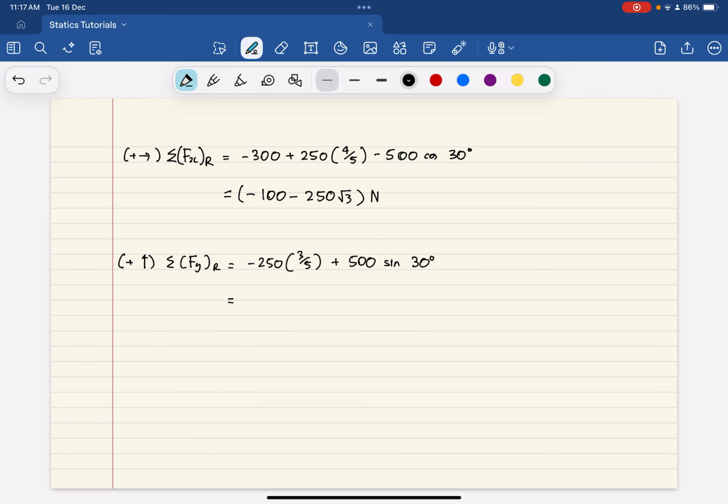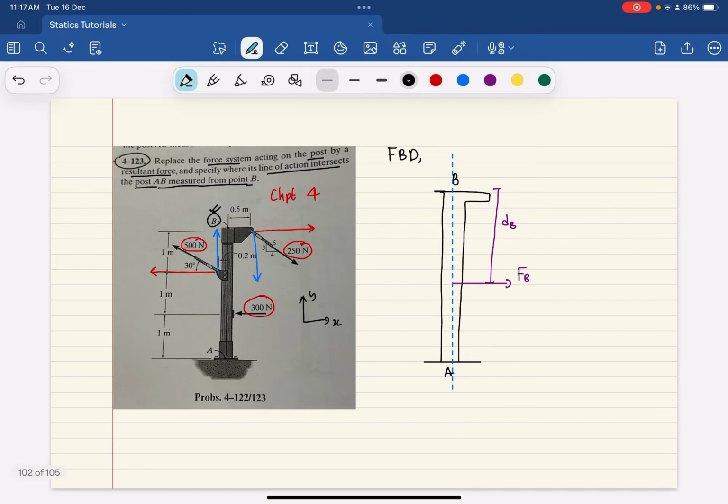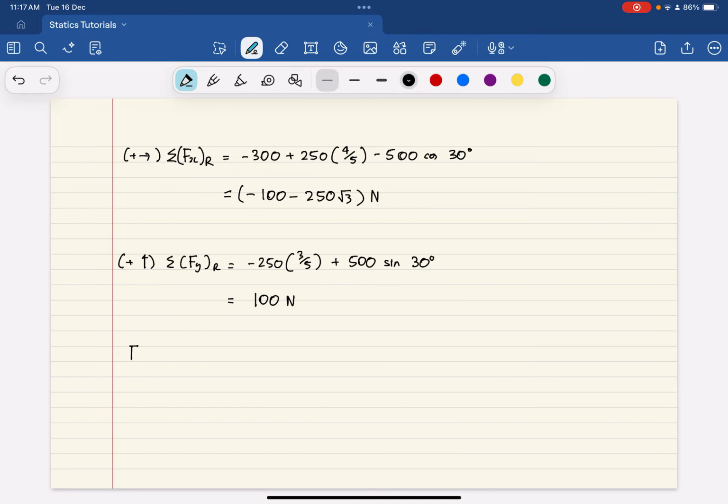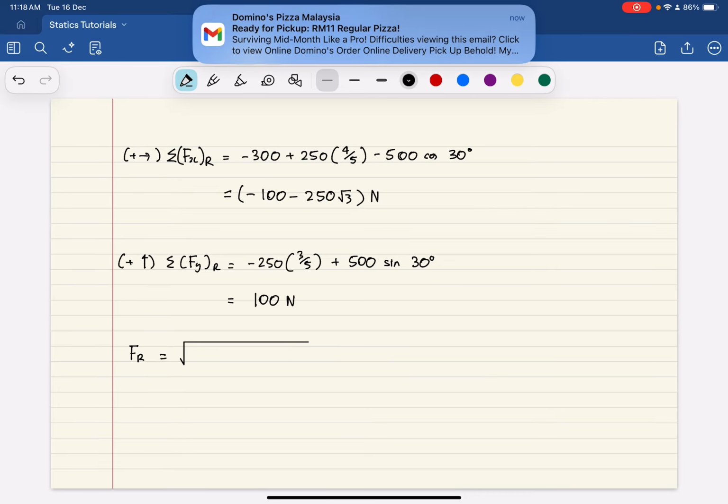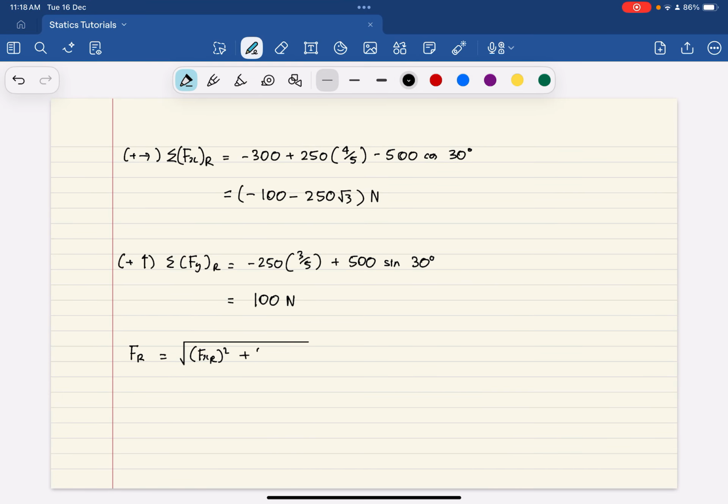Negative 250 times 3 over 5 plus 500 sine 30 will just be 100 newtons. So in this case, we found the resultant force components. Now, in the x and y components, the overall resultant force would be, using the Pythagoras theorem, the square root of FxR squared plus FyR squared.